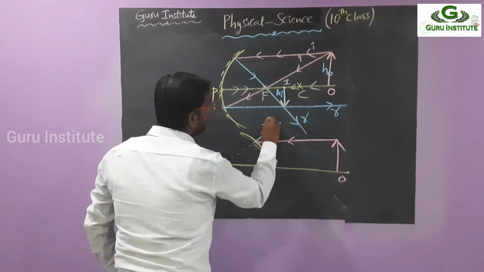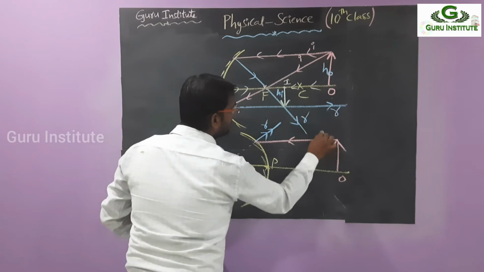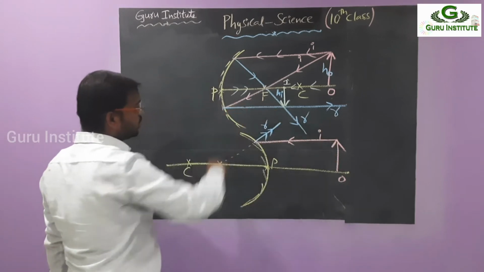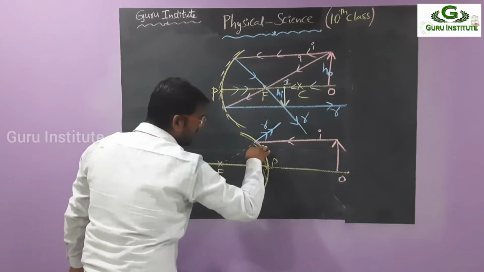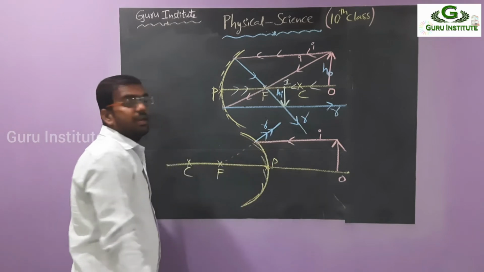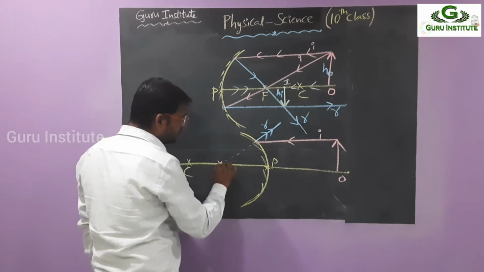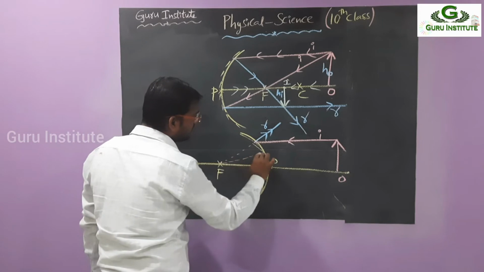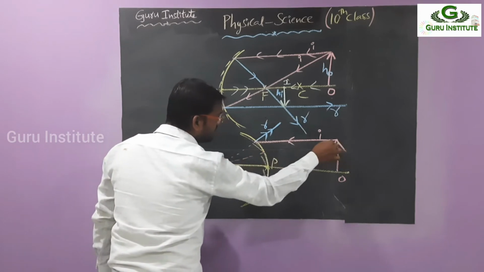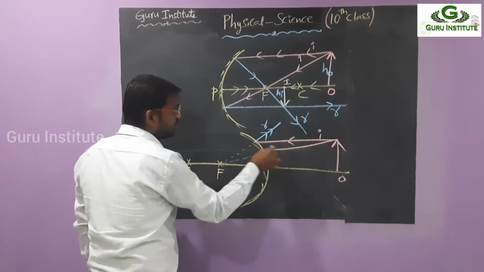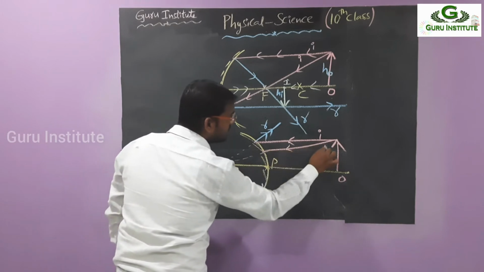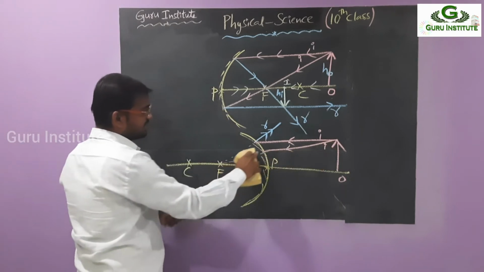So this is the reflected ray. This is the incident ray. Then what is another incident ray? The one passing through focus. Now see here, this is parallel to the principal axis. Passing through focus, right? This is the incident ray passing through focus, so it is passing through focus by extending this one.